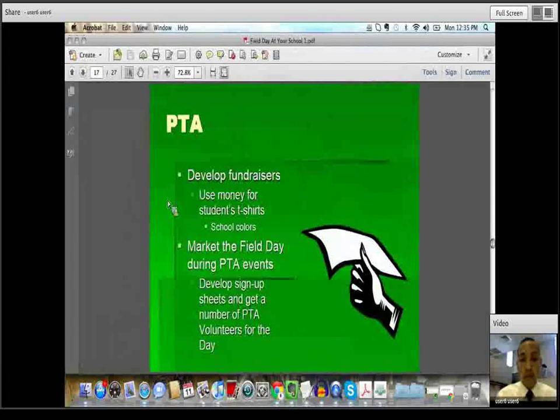PTA can also develop fundraisers and use money for student t-shirts with the school colors. They can also market the field day during PTA events and get other parents to sign up and be a part of it as a volunteer.